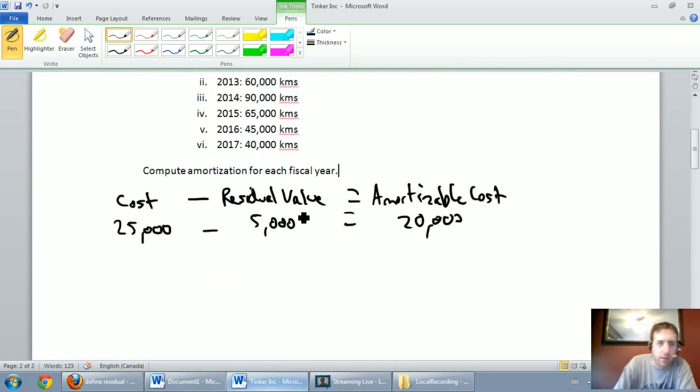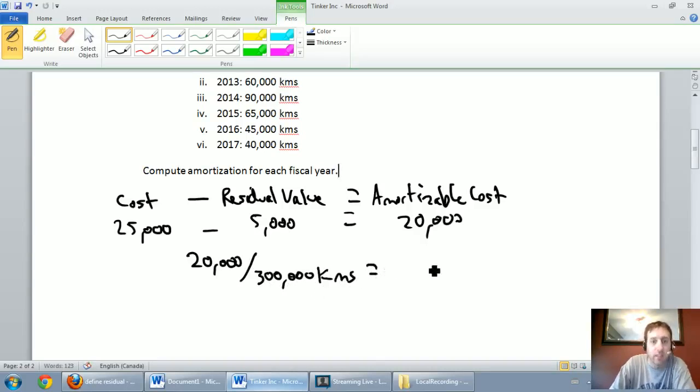So let's do some math. It's a $20,000 asset. Its expected life is 300,000 kilometers, meaning that its amortization charge is going to be 0.06667, basically 6 to 7 cents, almost 7 cents per kilometer. In other words, I think this thing deteriorates 6.7 cents for every kilometer I drive it. Now, if I had planned this better, I would have used an even number, but that's fine. This is going to work for our computations, and this is no problem.